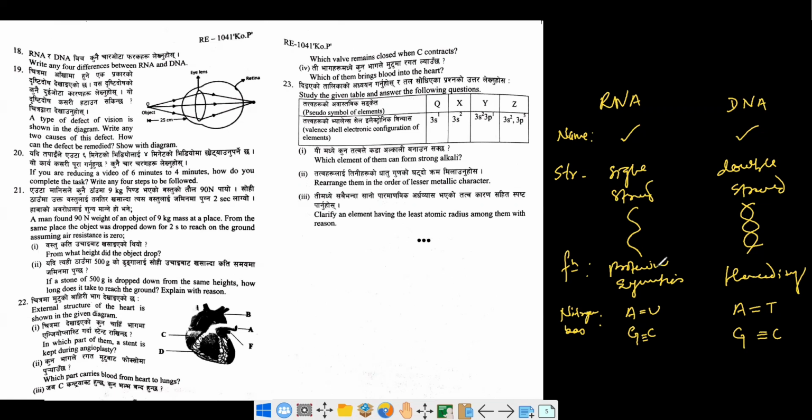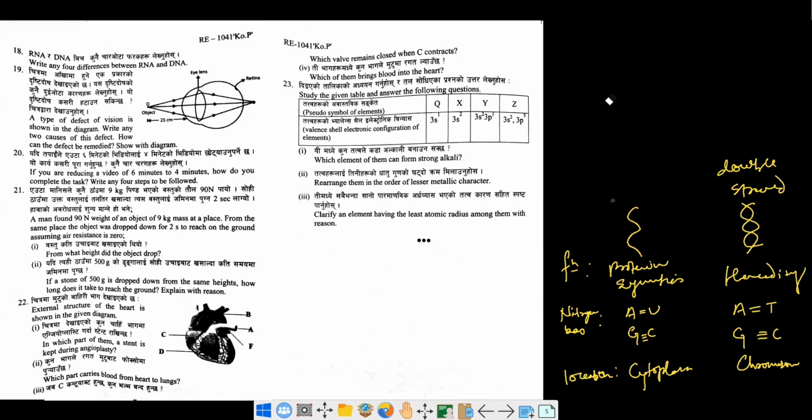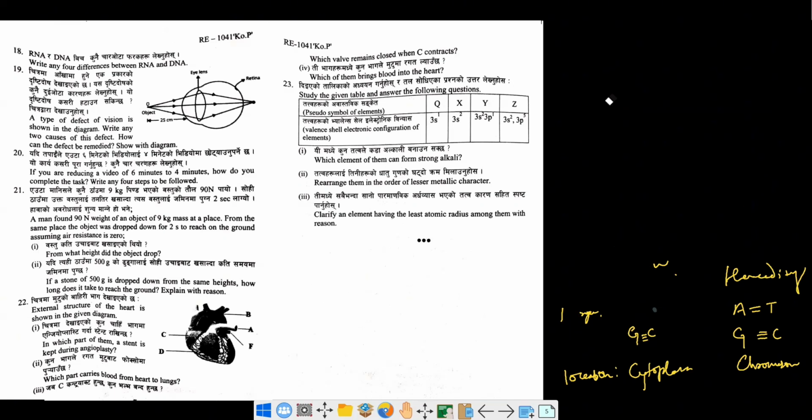Okay, so RNA will be in, let's say, location. You may say location, right? This will be present in the cytoplasm, while the DNA will be in the chromosome. This is how we can differentiate DNA and RNA on many bases. I just gave you a few differences, so this is the common idea of DNA and RNA. Let's move on to another question.